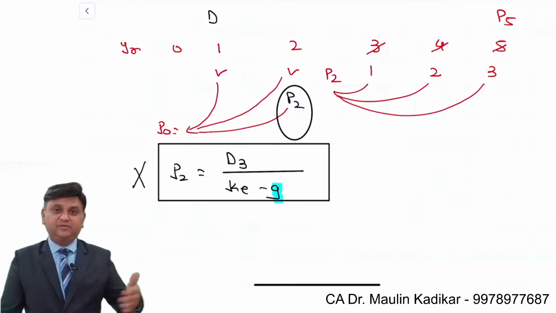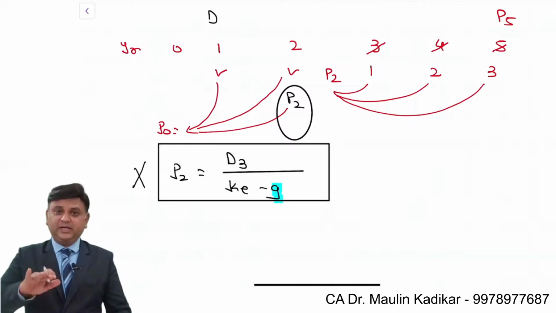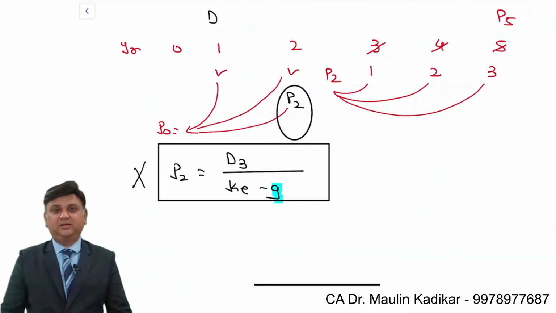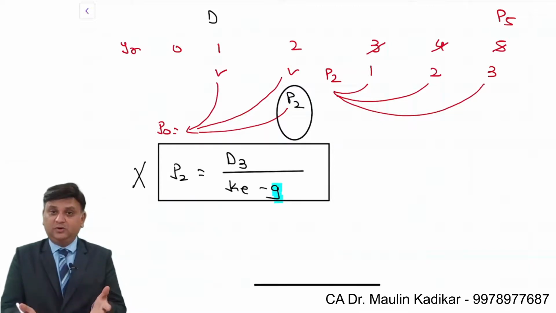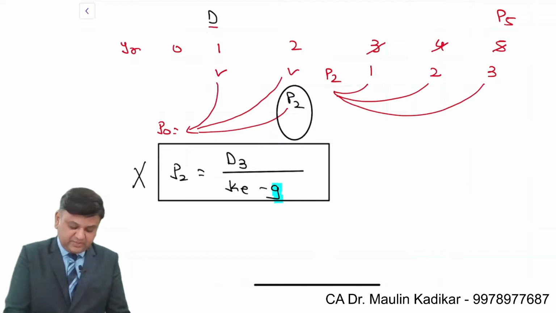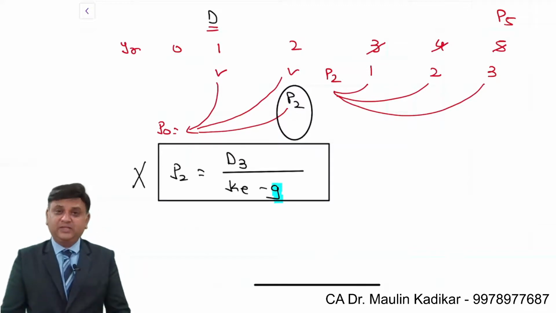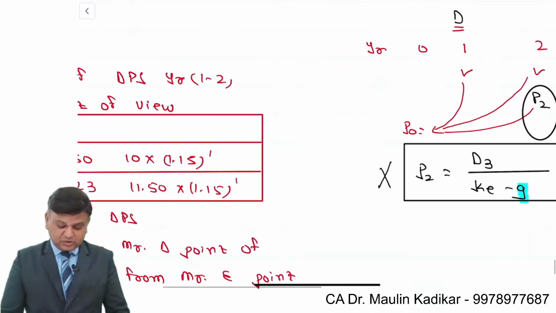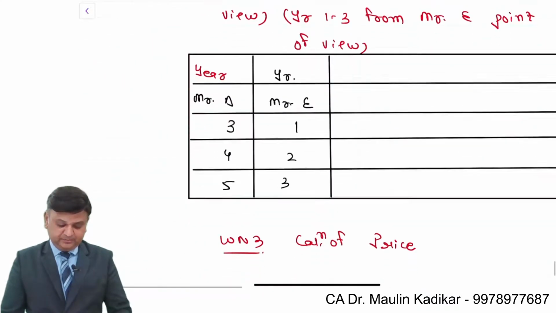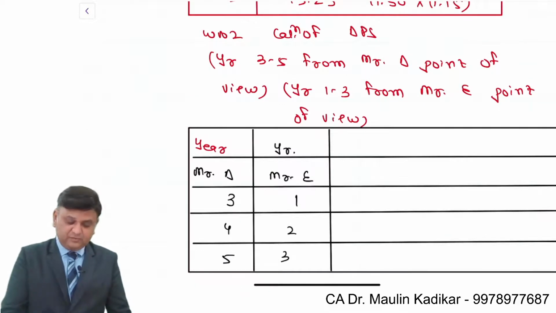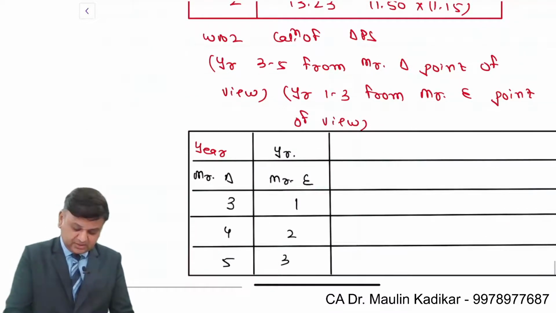Whatever he is going to receive in future, the same will be discounted to the point at which he will buy the security. For him it is year 0, and for Mr. D it will be year 2 end. With that we will make the computation of P2. So what will happen, friends? Listen to me carefully. We will make the calculation like this.